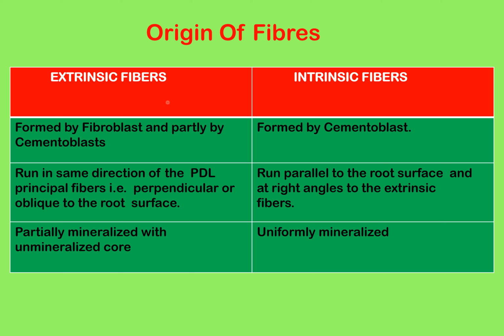Based on the origin of fibers, we have extrinsic and intrinsic fibers. Extrinsic fibers are formed by fibroblasts and partly by cementoblasts, whereas intrinsic fibers are derived from cementoblasts. Extrinsic fibers run in the same direction as the periodontal ligament principal fibers, that is perpendicular or oblique to the root surface, whereas intrinsic fibers run parallel to the root surface at right angles to the extrinsic fibers. Extrinsic fibers are partially mineralized with an unmineralized core, whereas we can see uniform mineralization in the intrinsic fibers.